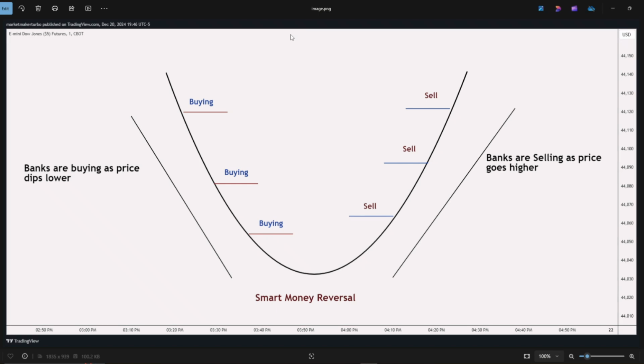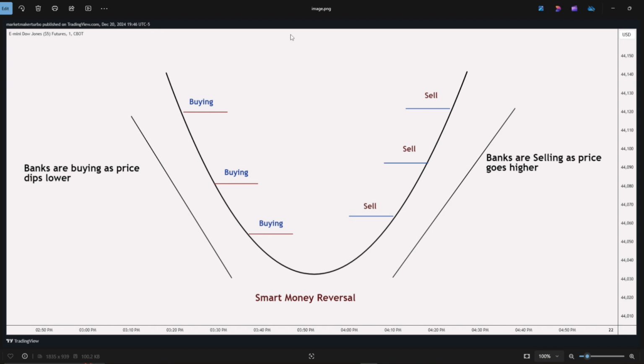Alright, this video will be about market maker buy and sell models, also known as MMXM, what MMXM is, and how to spot them. And we'll be pairing that with order flow in this video.